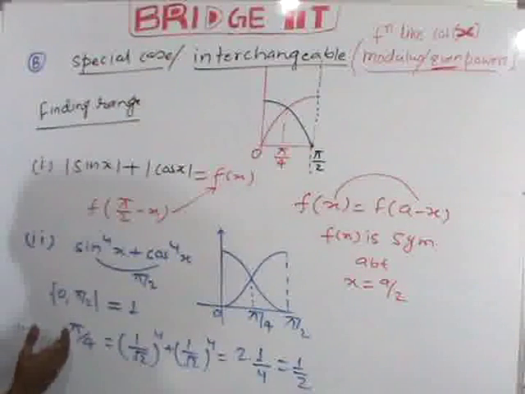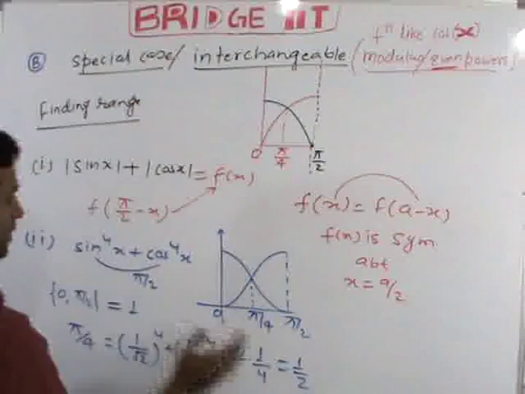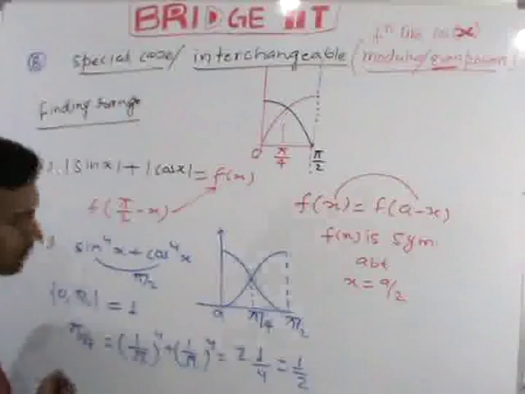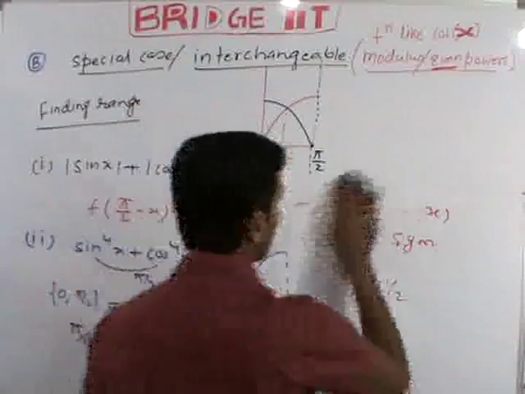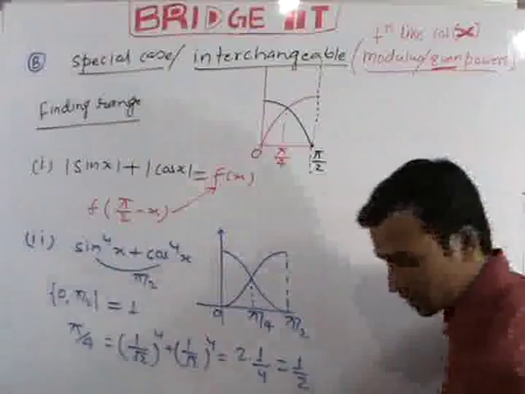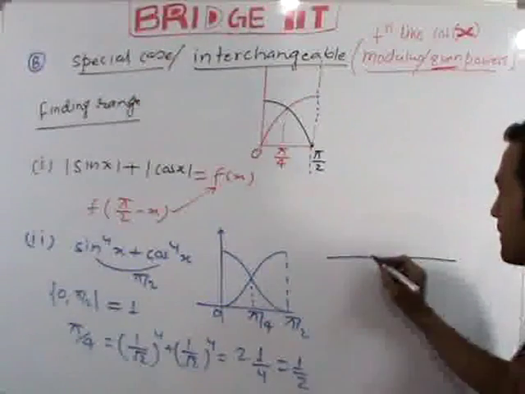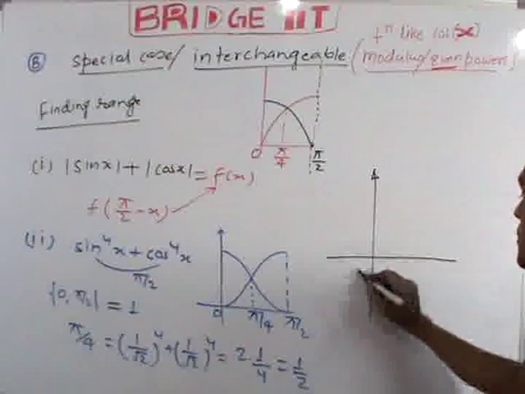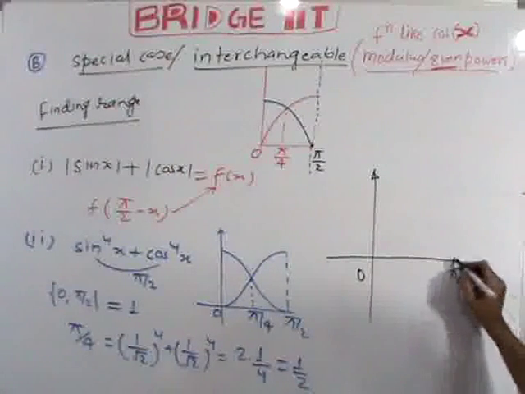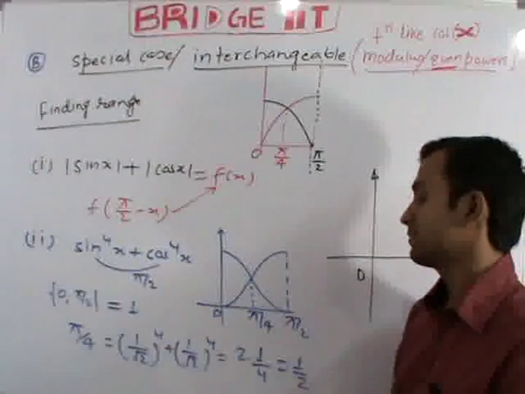So at the point of symmetry you are getting minima, and at endpoints you are getting maxima. So its graph is again very easy to draw. You can draw this one like this. You can see this is 0, this is pi by 2. You can check out the calculation also.